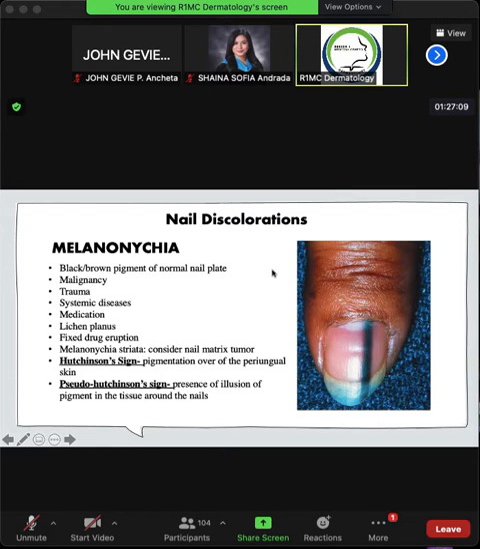So we also have your pseudo-Hutchinson sign. This is the presence of illusion of pigment in the tissue around the nails. Pero confined pa din siya dun sa area. Hindi siya lumalampas beyond the periungual skin.